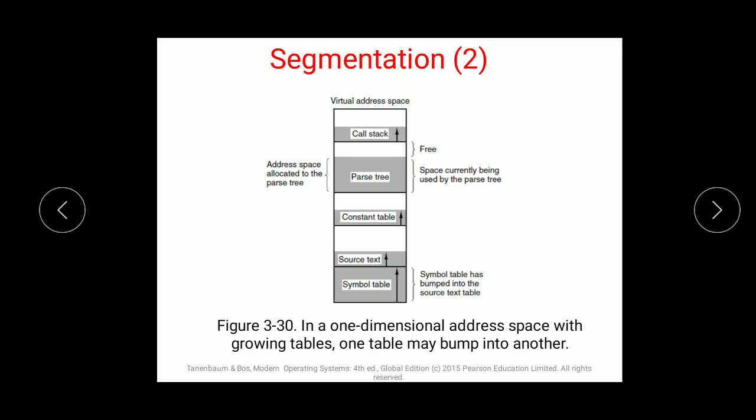Then the constant table is the segmentation table. Then the source text, which is coming from the user, and the symbol table to identify if there are any symbols. The symbol table has bumped into the source text so that symbols get merged with the source, and then the constant table works for parsing the values together to address in the stack.